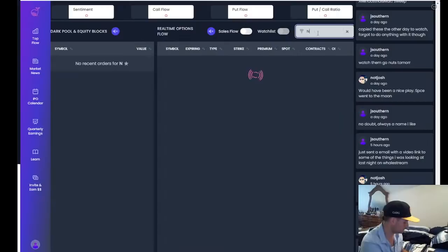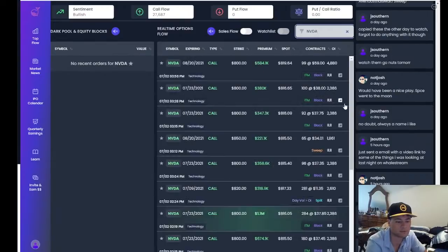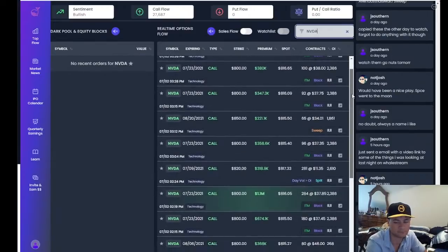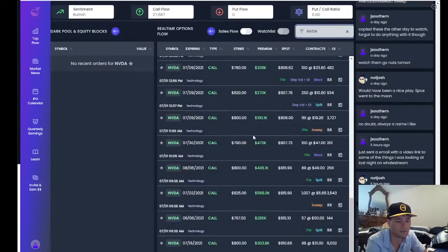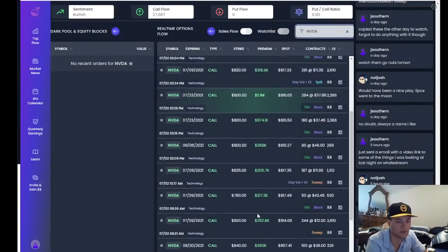All right, you want to look at NVIDIA? NVIDIA. Uh-oh, I'm not loading. Don't tell me I lost connection again. Okay, we're good. All right, wow, lots of calls on NVIDIA being purchased today. Look at all that. Wow. Every single one of the top values.